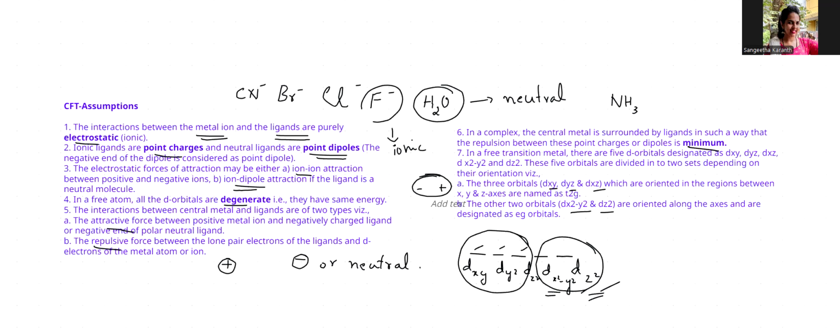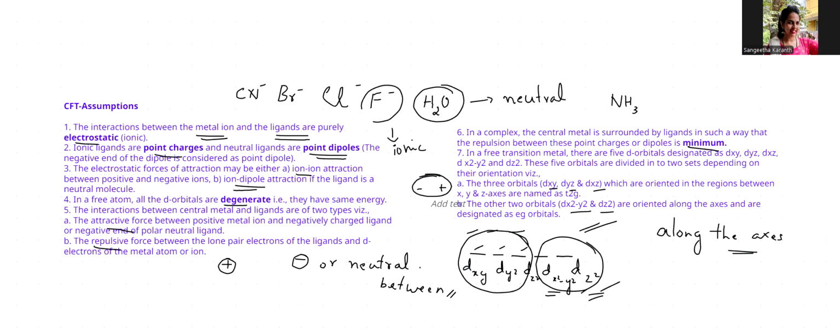We know that in dx square minus y square and dz square, these two d orbitals, the lobes are arranged on the axis, and the ligands are also approaching the central metal atom along the axis, or in the direction of the axis. Now what happens in these three cases? The lobes are in between the axes, right? I have already shown it to you in the beginning. So now what happens here? The repulsion experienced is minimum. The repulsion experienced by the electrons in these d orbitals and the electrons of the ligands is minimum here.